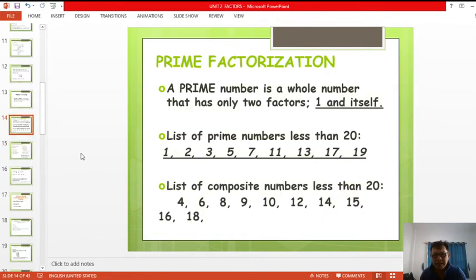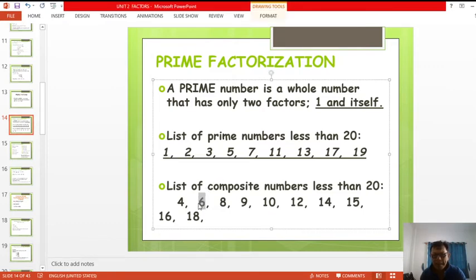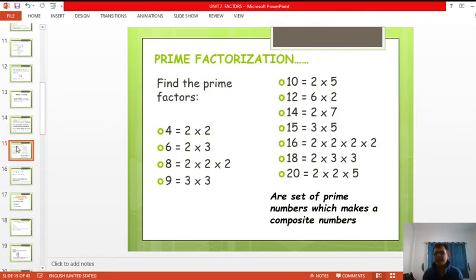Look at this. See? 6 is here. It's not here. Look at that. 6 is here. Okay, I hope you understand that. So, meaning 6 is not a prime number.